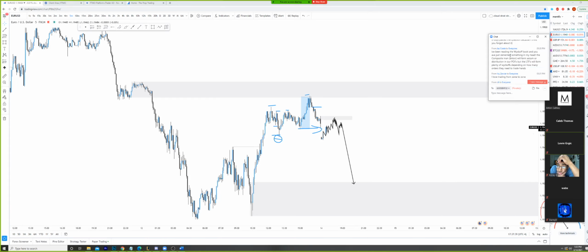Hopefully that helped. I've been reading the Wyckoff book, and you have just cemented something in my head. The composite man, Anton, okay, will form accumulation or distribution in our POIs, but the lower time frames will form plenty of Wyckoffs depending on how many orders it needs to trade hands. Exactly. Very, very good. That's a great observation. I love trading from the sun.